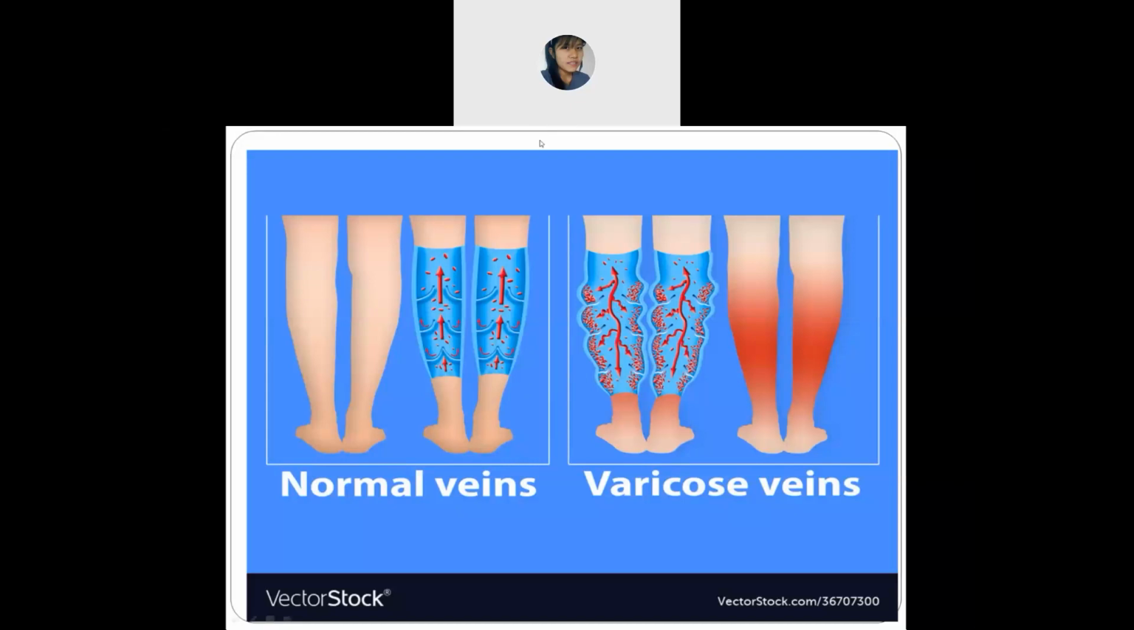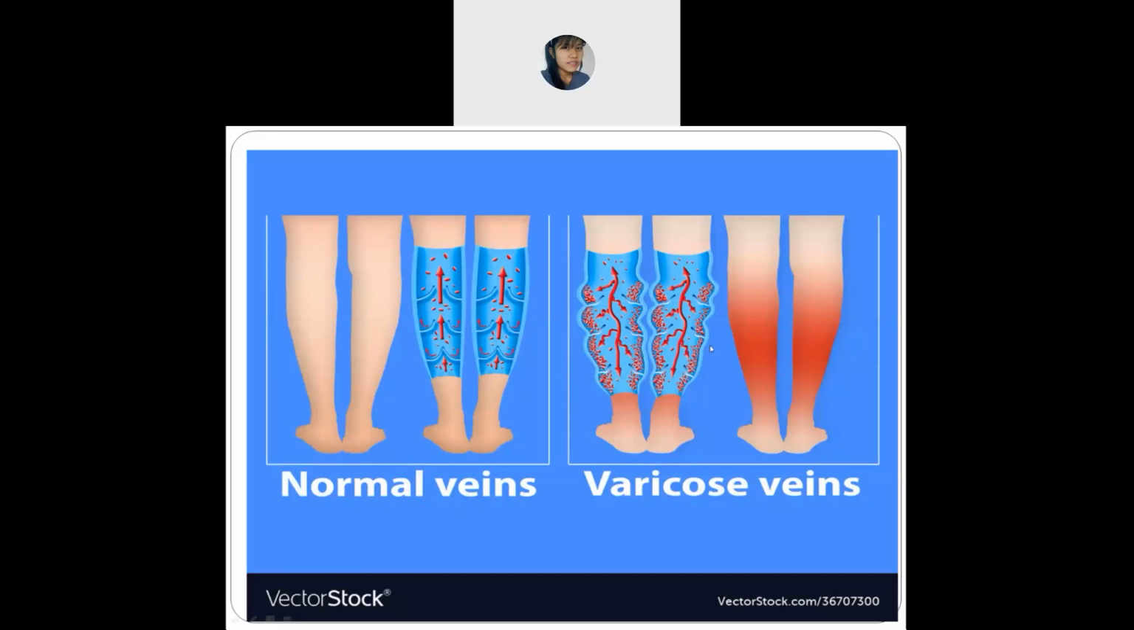In the varicose vein, you can see that the veins are twisted. They are not straight. They are mostly affecting the superficial veins. The superficial veins are mostly affected by it. Understand? And they are mainly affected in the leg area, in this portion. Is it clear?